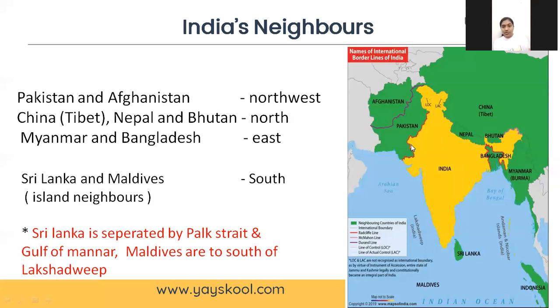In the map you can see we have Pakistan and Afghanistan towards the northwest. Towards the north we have China, Nepal and Bhutan, and towards the east we have Myanmar and Bangladesh. And in the south you can see Sri Lanka and Maldives. So these are the neighboring countries.